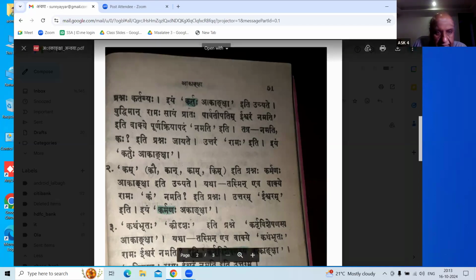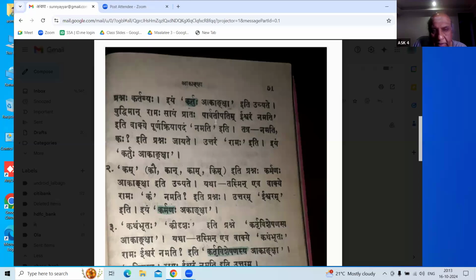So the sentence here is Buddhiman Ramaha Sayam Prataha Parvati Patim Ishwaram Namati. So the answer we get is masculine. Kaha Namati? Ramaha Namati. Okay. So here in this case, it's Kartru Akanksha. Whenever we use the interrogatives Kaha, Ka, or Kim, it's called Kartru Akanksha. That means we are trying to find out who the subject is for that sentence.